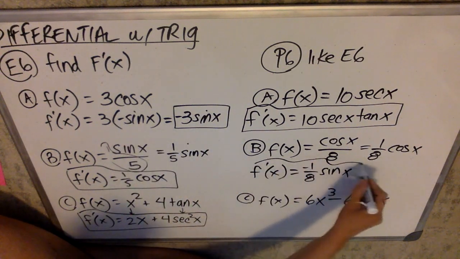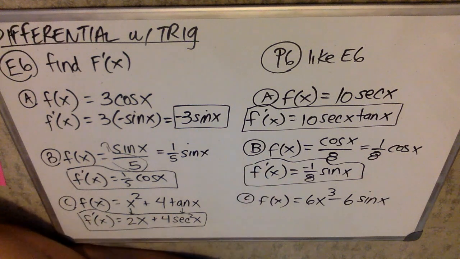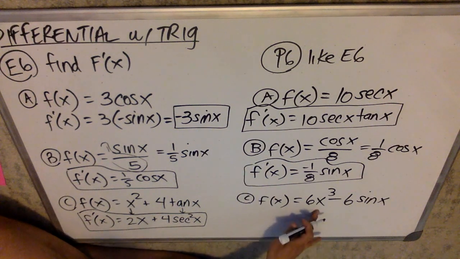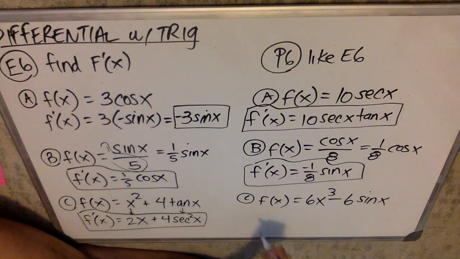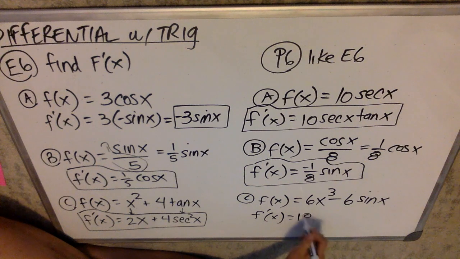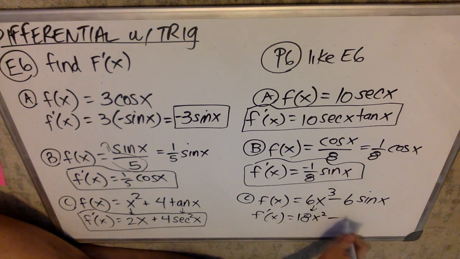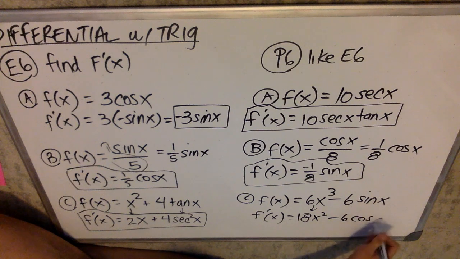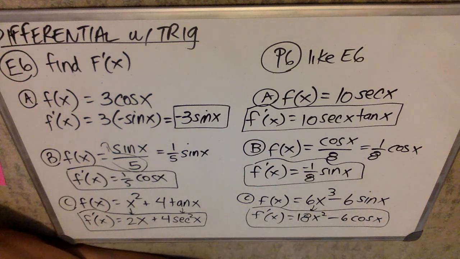But it's not awful to be able to just jump ahead and realize there's a negative in front of that. And then for this last one, same thing, I'm going to differentiate piece by piece. So my f prime of x is going to be 18x squared, that's the derivative of this part, minus 6 cosine of x, because that's the derivative of sine. And that's it, okay? Cool.